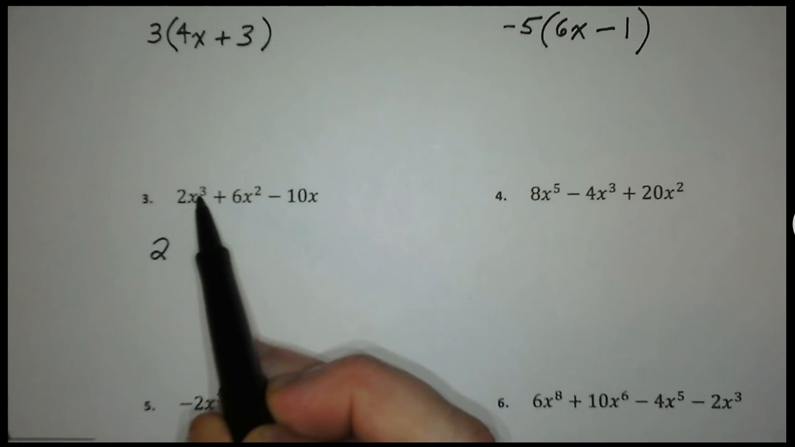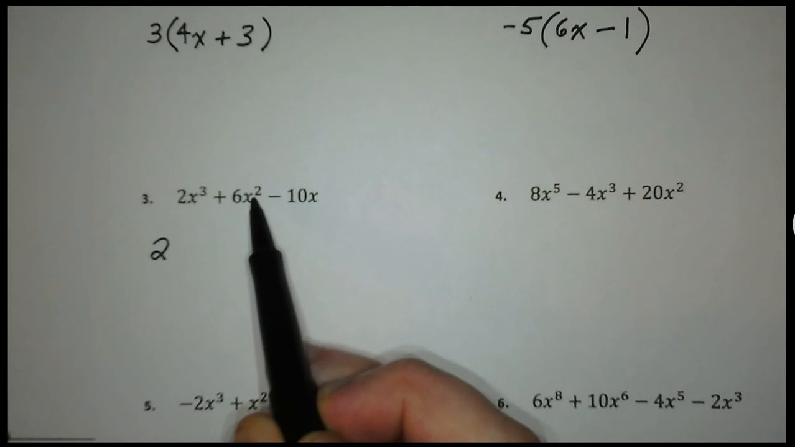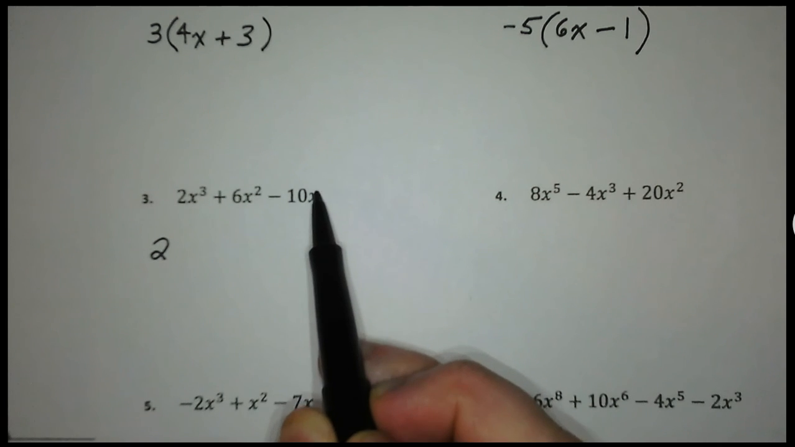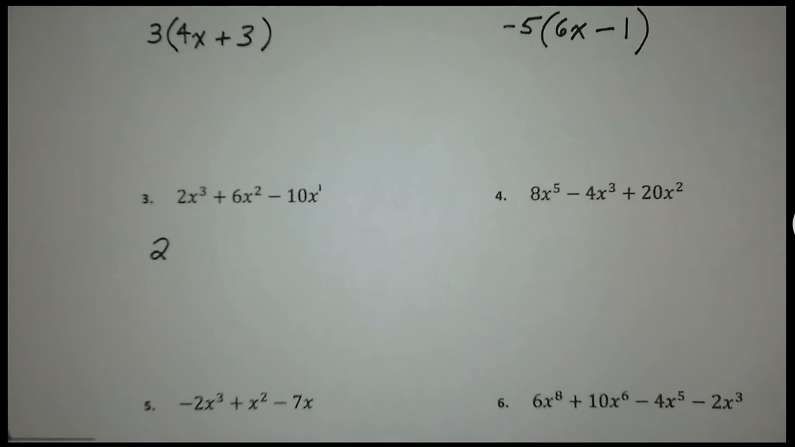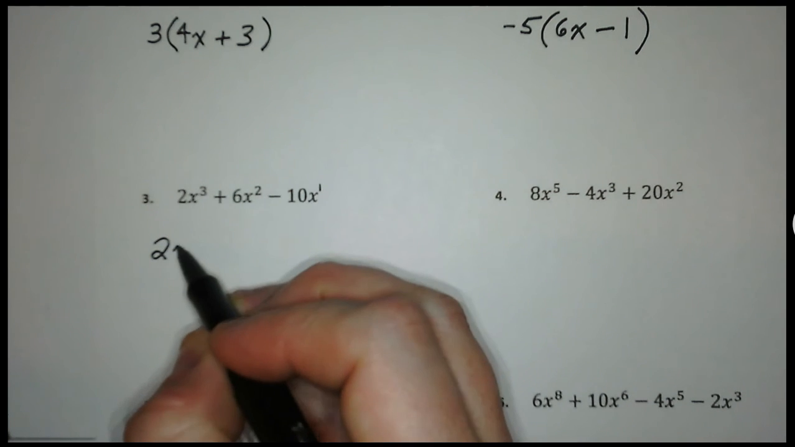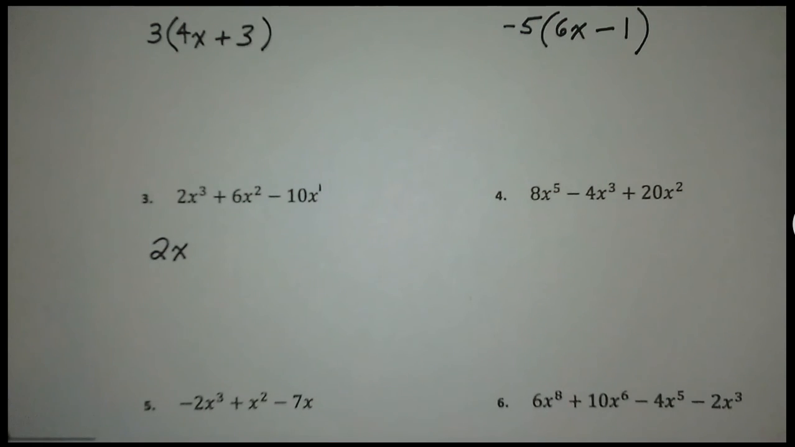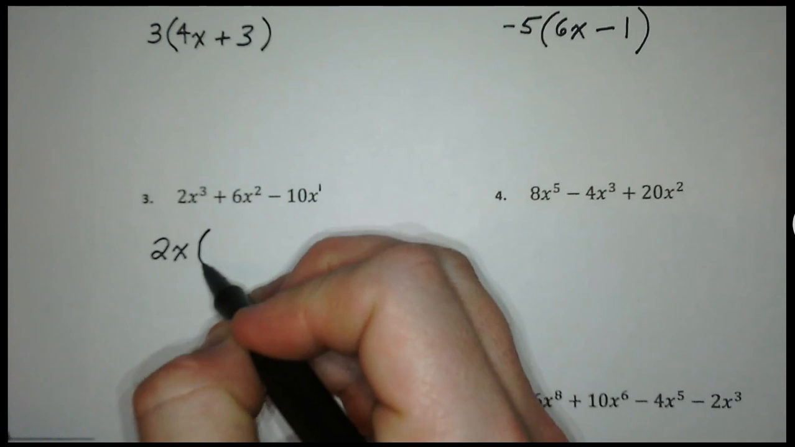This has x to the third, this has x to the second, and this has x, technically x to the first. Okay? Meaning they all have at least x to the first, or x. So you can divide 2x from all three of those terms. And so let's do that.